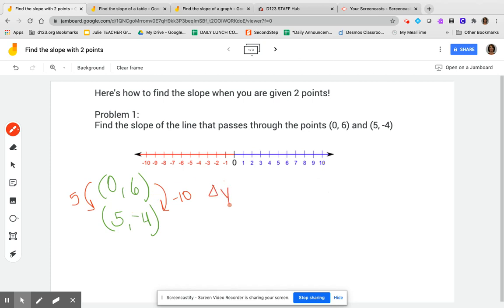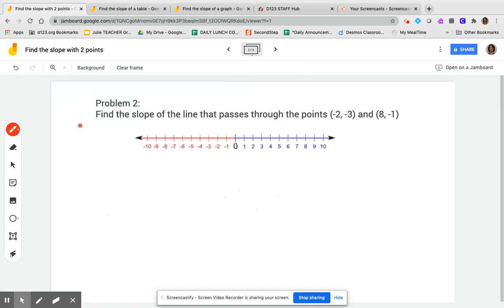As always, I'm going to look at my change in y over my change in x. My change in y is -10. My change in x is 5. Always look to see if you can simplify. -10 is divisible by 5. So my slope is -2.